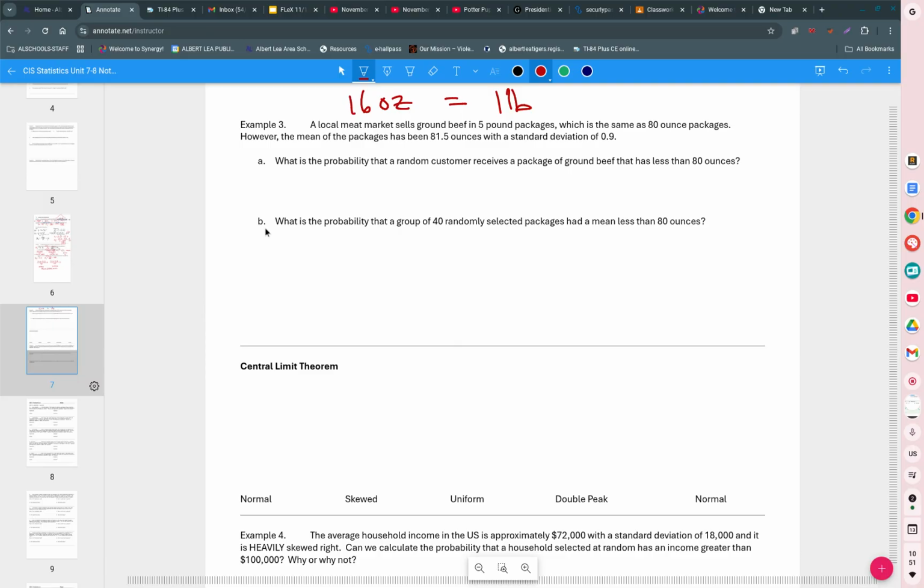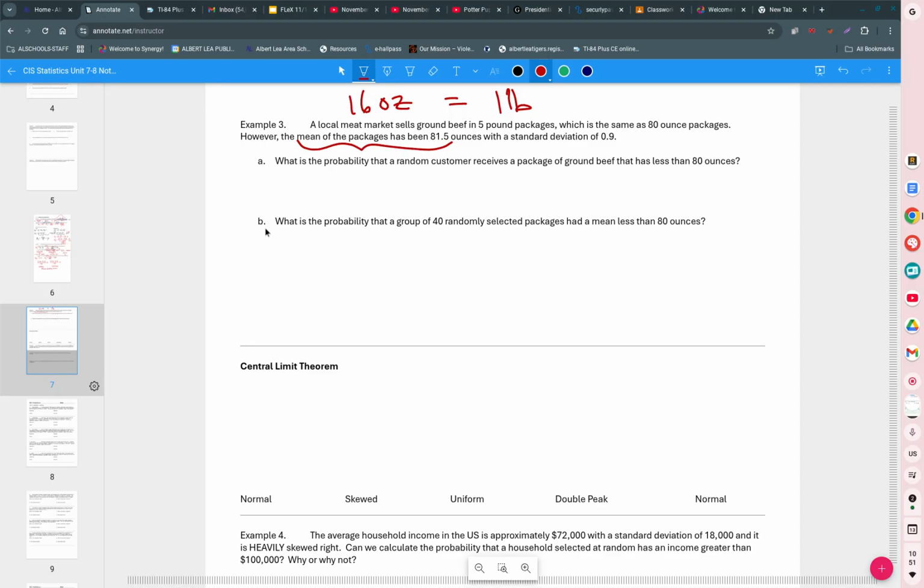We like to buy our ground beef from Fairway. They cut up different roasts and steaks, and then whatever they cut up that day, that's where we get our ground beef from. We really like it. However, they actually find that the mean of the packages has been 81.5 ounces with a standard deviation of 0.9, okay? So as you look at this problem, a mean of 81.5, standard deviation 0.9, why do you think there's actually more than 80?